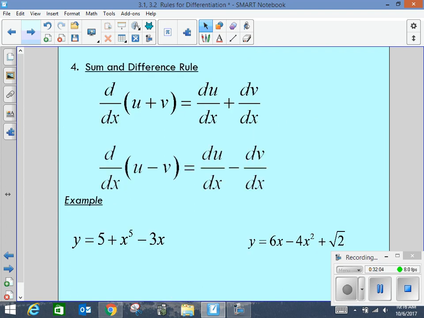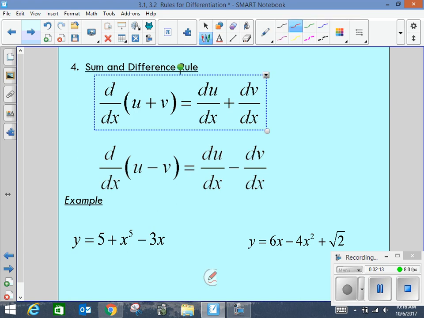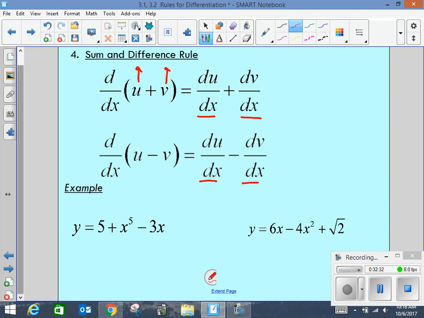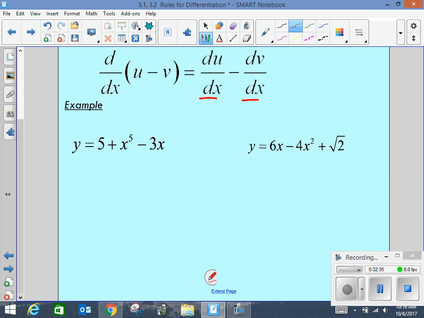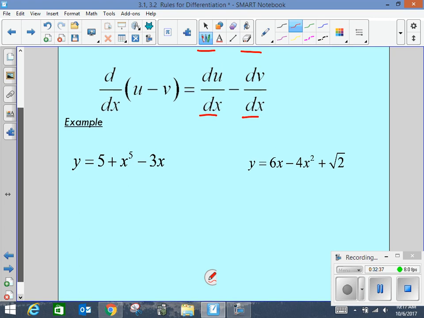Sum and difference. Okay, now we're going to start putting a bunch together. This one's easy. We're either adding or subtracting 2 functions. Like this might be a power rule function, and this might be a constant function. But basically all we do is take the individual derivatives and add those together, or subtract them. So it's a real simple one. It should kind of remind you of when we were doing limits and the limit laws: the sum of the limits is the limit of the sums.